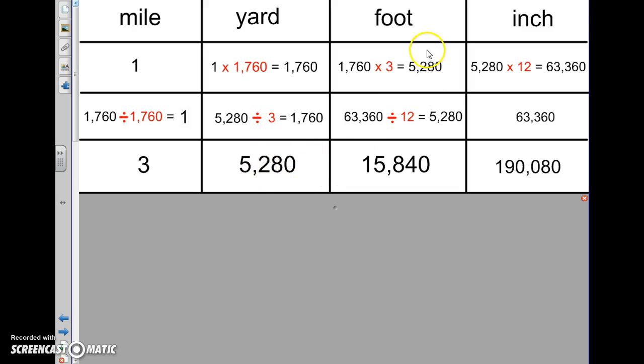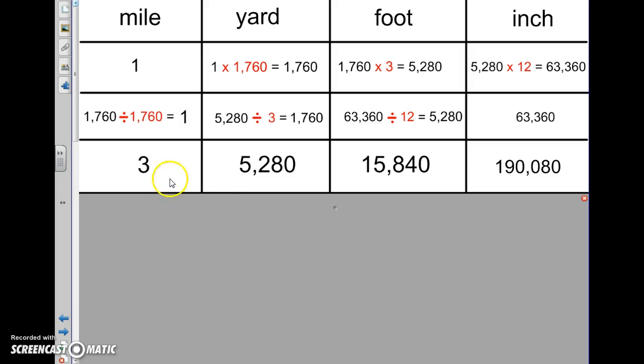Remember, that is how many feet there are in 1 mile. So this says there are 5,280 yards in 3 miles. Now, why is that? What is the relationship between those numbers? There's 5,280 feet in 1 mile. There's 5,280 yards in 3 miles. What is the relationship of those numbers? Why does it work out that way?